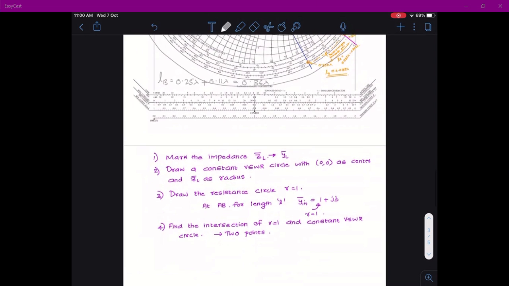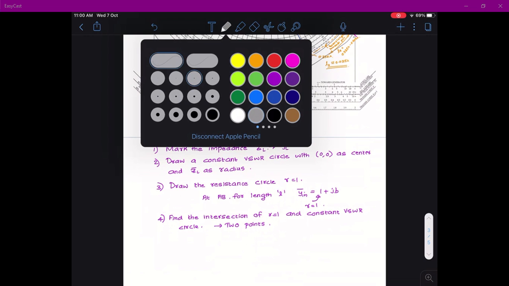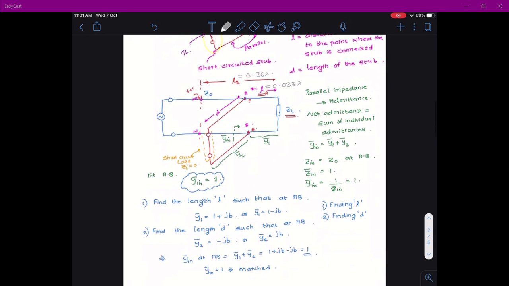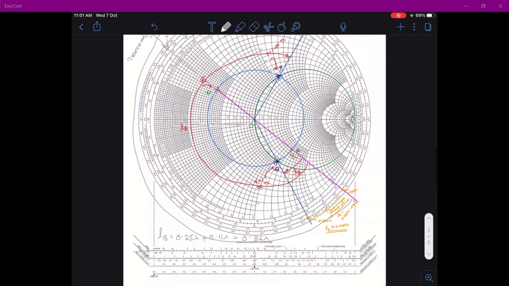So you can have LA equal to 0.035 lambda or LB equal to 0.36 lambda. In either distance you can connect the stub. Now you have found out how much distance it should be. Now you want to find out what should be the stub impedance or admittance, and how much distance the stub should be connected so that it will cancel out the reflections.